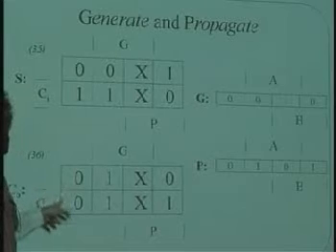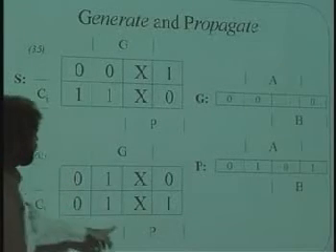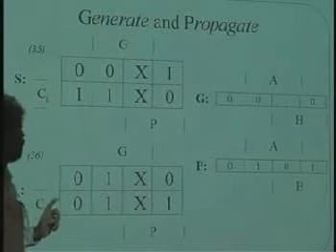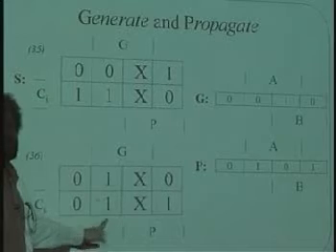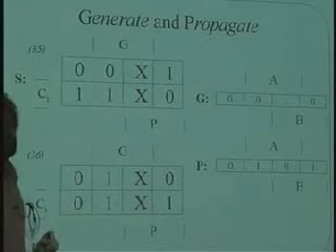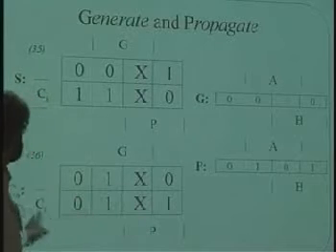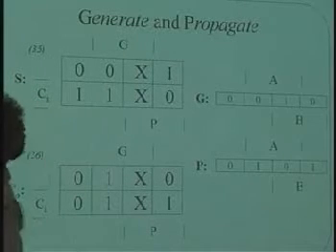And notice that this function is simple. This function just says, if propagate is high, C sub O equals C sub I. If generate is high, C sub O equals 1. Otherwise, it's 0. Very simple function. If G is high, 1. If P is high, take C sub I. How about the sum bits? Well, let's take a look.